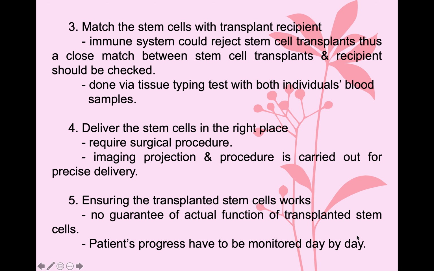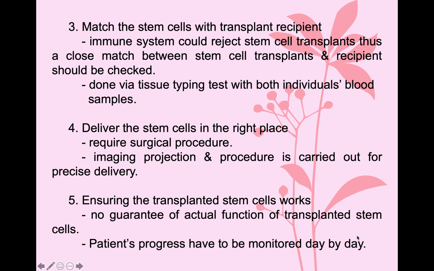Third criteria, match the stem cells with the transplant recipient. The immune system could reject a stem cell transplant. This is, I would say, the number one enemy to any therapy. So a close match between stem cell transplant and recipient should be checked. Cross match should be done. This is done by a tissue typing test with both individuals' blood samples. And bear in mind, even though they may be sisters or twins, sometimes it may not be compatible.